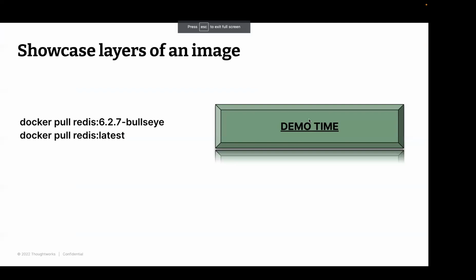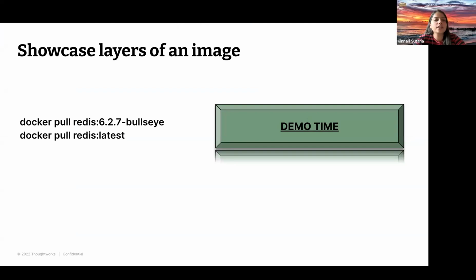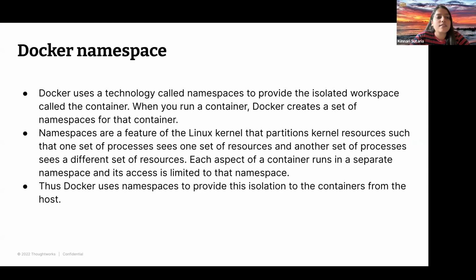Yes. Okay. So we saw how the layering is happening. Now coming to Docker namespaces. Docker uses a technology called namespaces to provide isolated workspaces called containers. When you run a container, Docker creates a set of namespaces for that container. By default, it's the default namespace itself. But if you provide a namespace externally, then you will be using that resource with that namespace. Namespaces are a feature of the Linux kernel that partitions kernel resources, such that one set of processes sees one set of resources and another set of processes sees a different set of resources. Each aspect of a container runs in a separate namespace and its access is limited to that namespace.